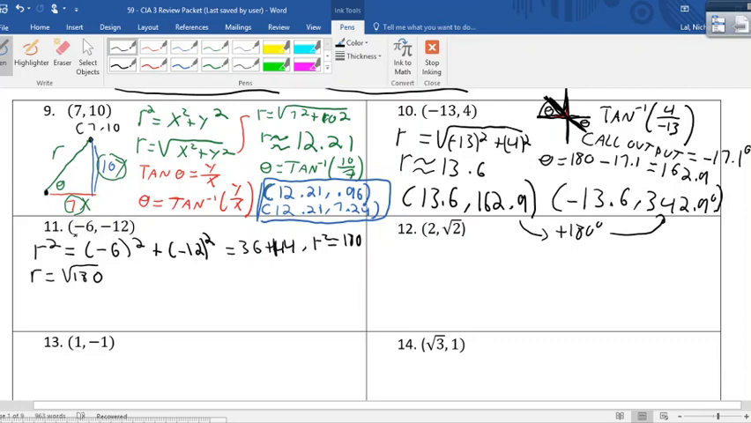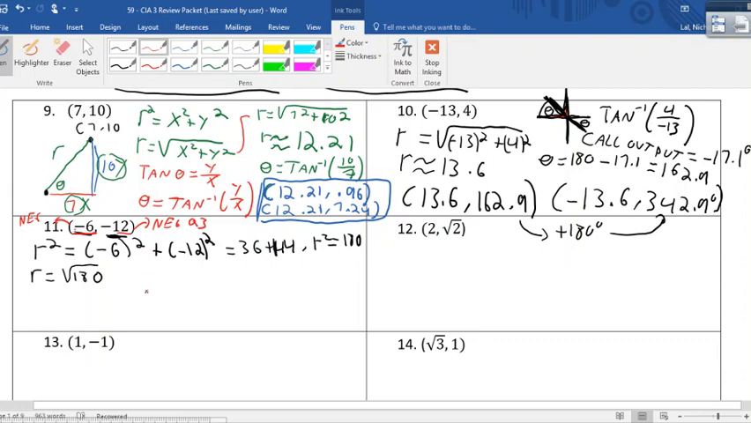So this is going to be a quadrant 3 angle. So we can find theta. Remember, when the x coordinate is negative and the y coordinate is negative, this puts us in quadrant 3. This value is negative, this value is negative, so that puts us in quadrant 3.